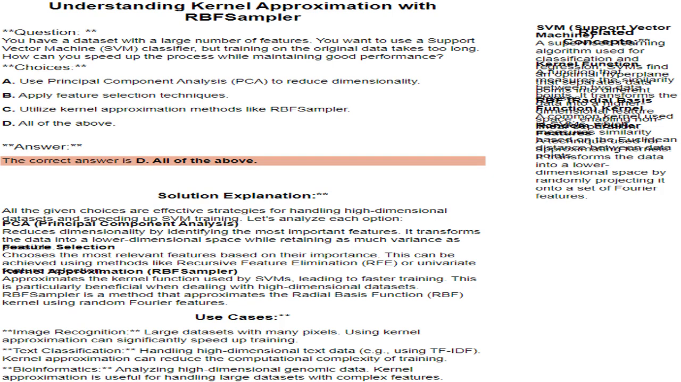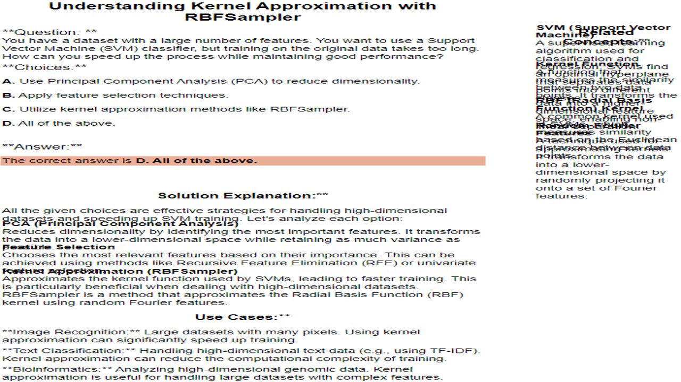RBF, radial basis function kernel: a common kernel used in SVMs, which measures similarity based on the Euclidean distance between data points. The RBF kernel is a popular choice for SVMs, measuring similarity between data points based on their Euclidean distance. It provides a good balance between computational efficiency and the ability to model nonlinear relationships.